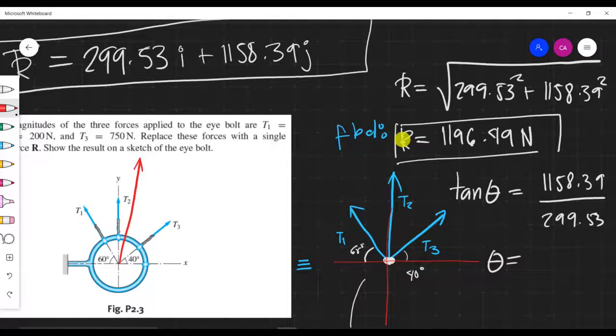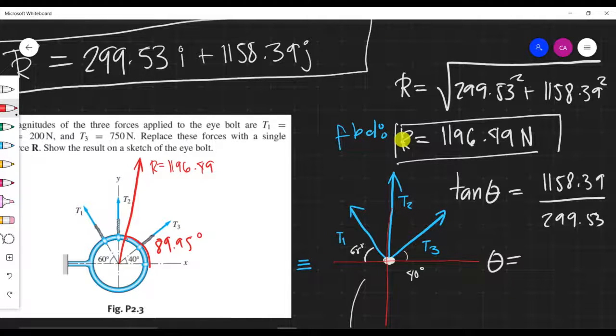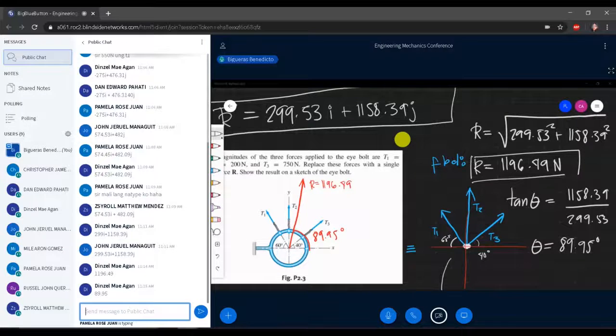Pag ganyan siya. So yung magnitude R is equals to 1196.49 na may angle na 89.95 degrees. Tama ba yung angle natin? Okay, so 89.95 degrees. So, yan yung magiging pinaka-resultant.